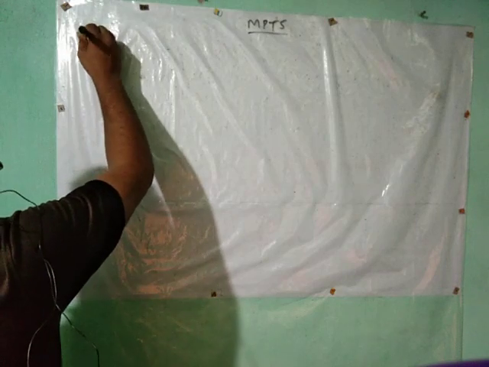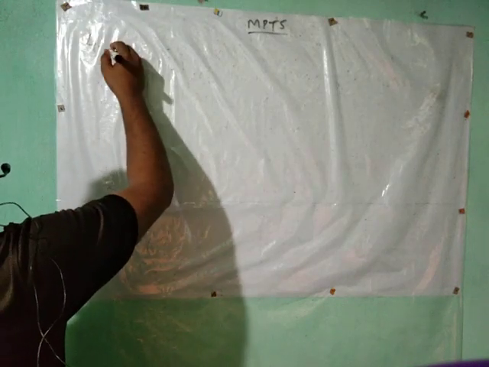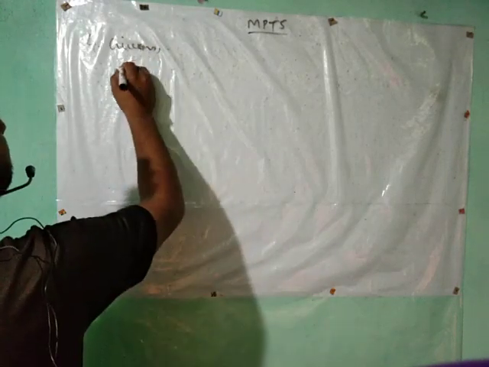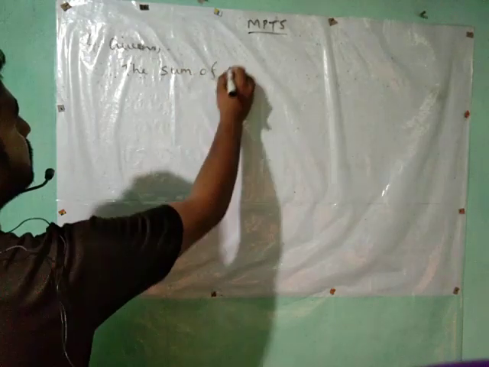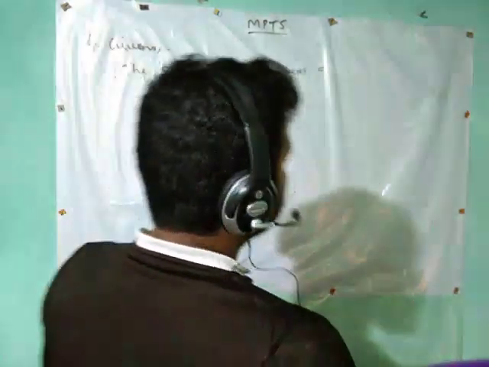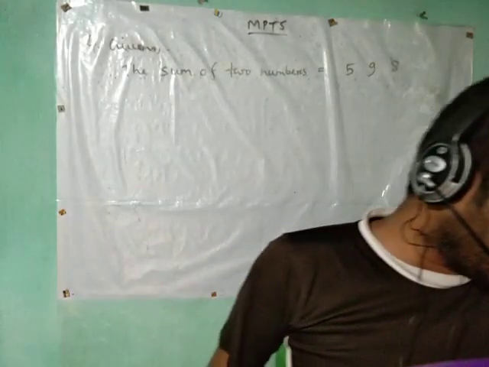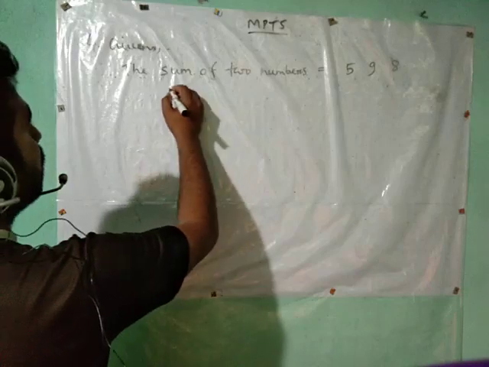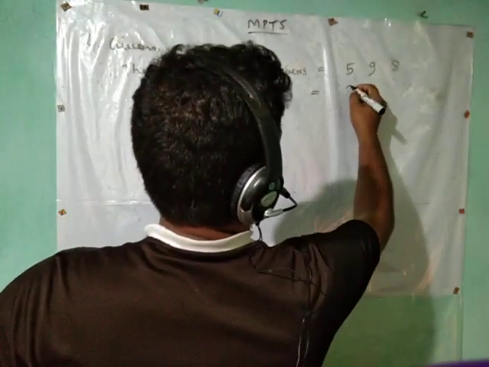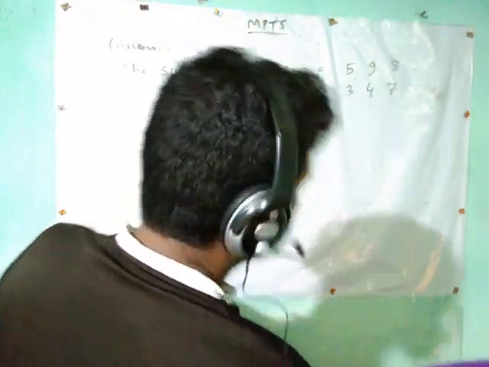Now look at question number 4. The sum of two numbers is 598. What is given in question number 4? The sum of two numbers is given, equal to 598. And one more number is given: one of the numbers is 347.